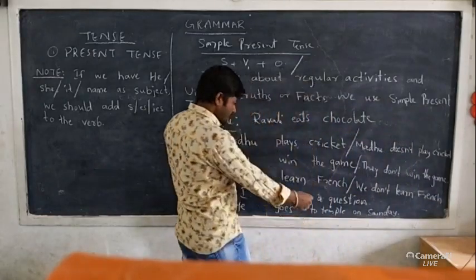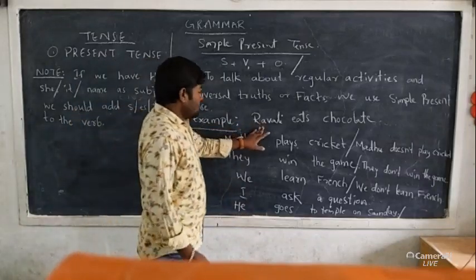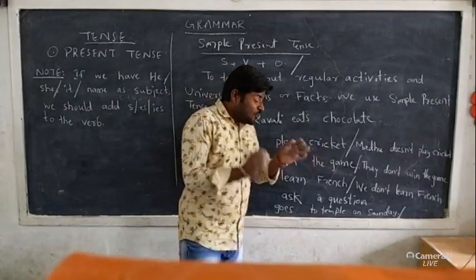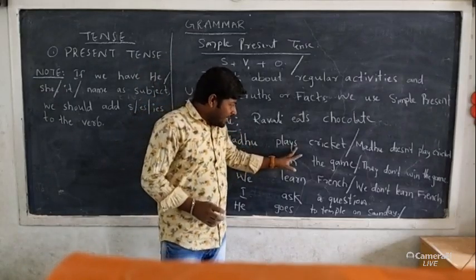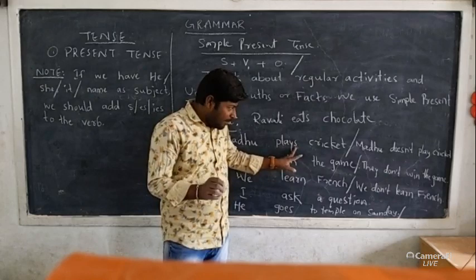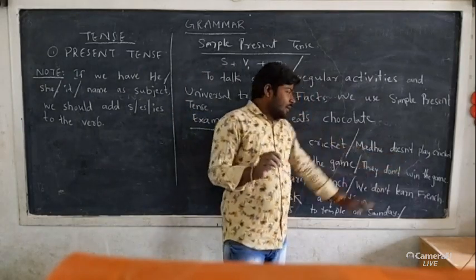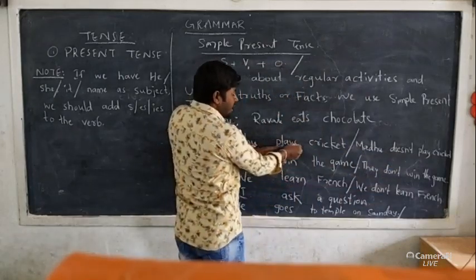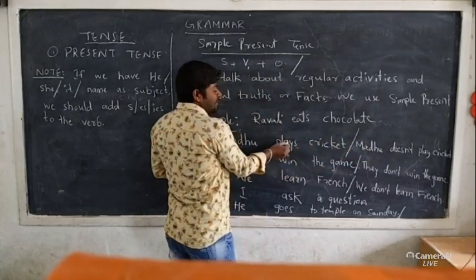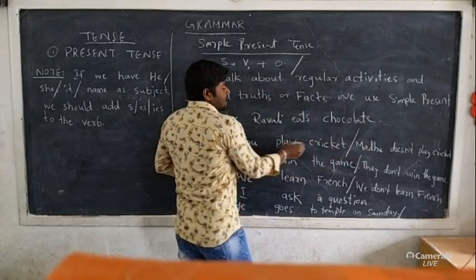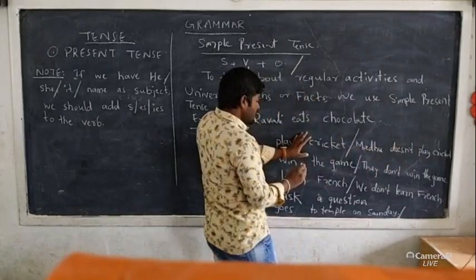Here he goes, he doesn't. So here, Madhu plays cricket. Remember this: whenever we have s, es or ies on the verb, then we should use does not. So instead of the s, we mention doesn't. Since the subject Madhu is written, we also make the verb negative: doesn't.